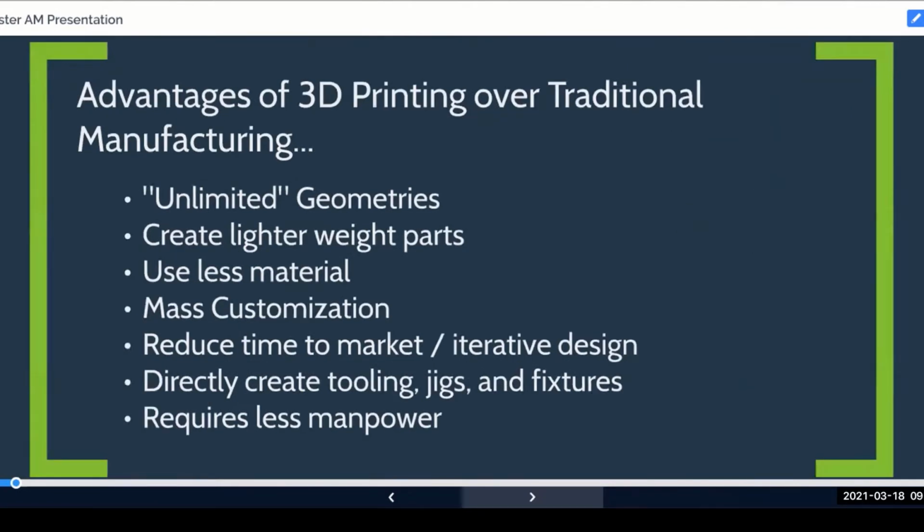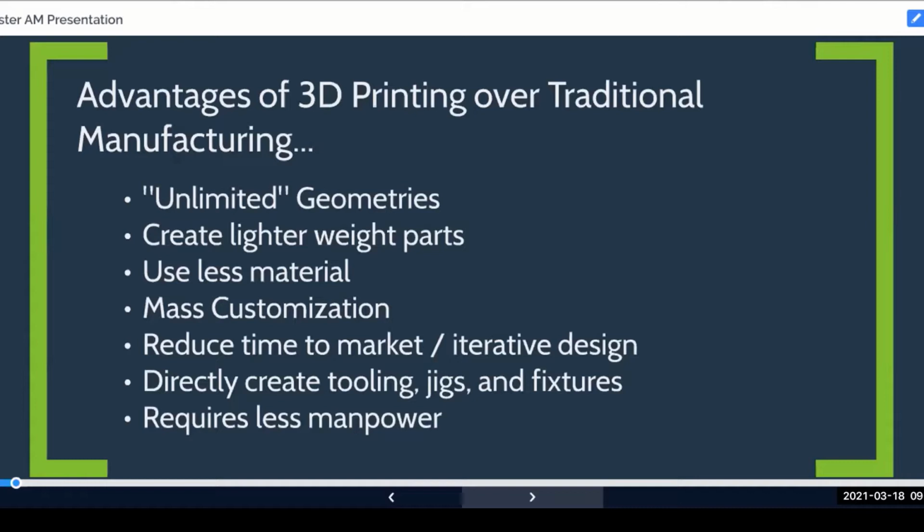So why do we talk about this? Why is it important for a class where we're talking about materials, where as engineers, we're thinking about how to make things? There's a lot of advantages to additive. There's definitely some disadvantages as well. But I'm here to talk about why we like it. So I'm going to talk mainly about the advantages. The first and foremost is that it gives you this concept of unlimited geometries.